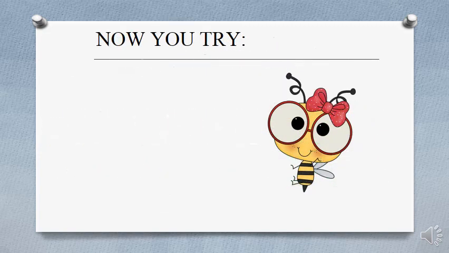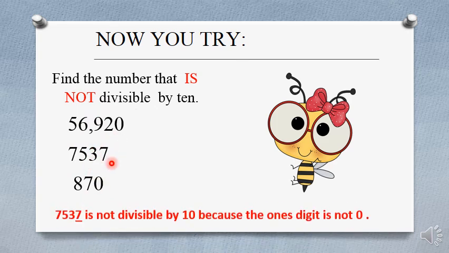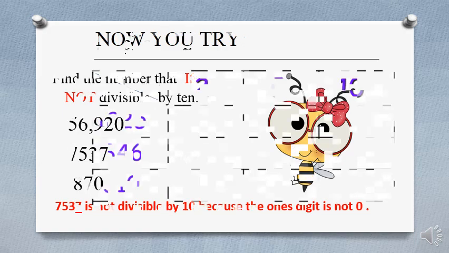Okay, I will give you a chance to try. Find the number that is not divisible by 10. Which one? Look at the ones digit. Yes, this number is not divisible by 10 because the ones digit is not 0.